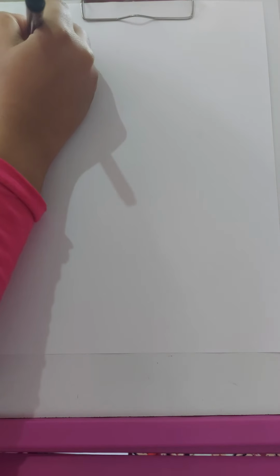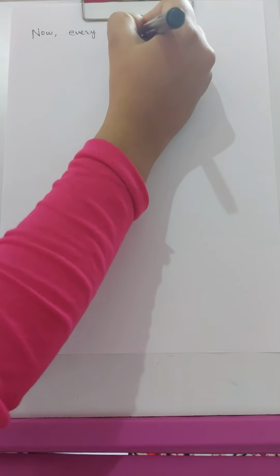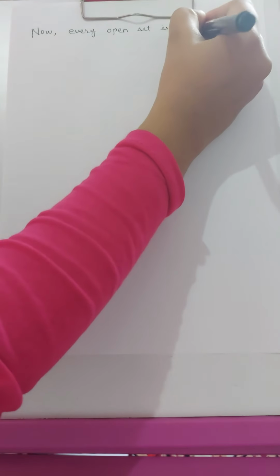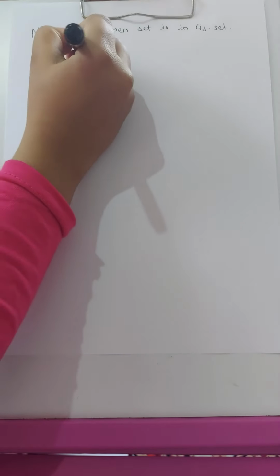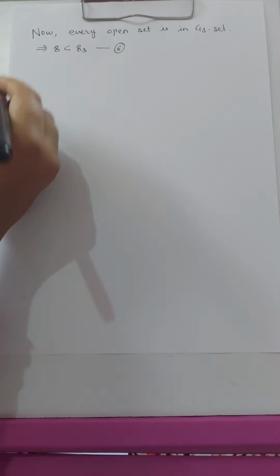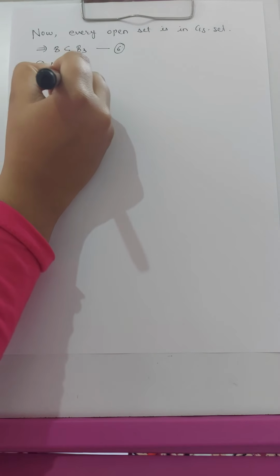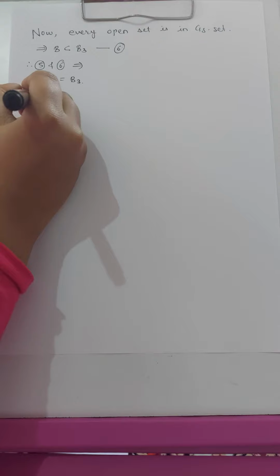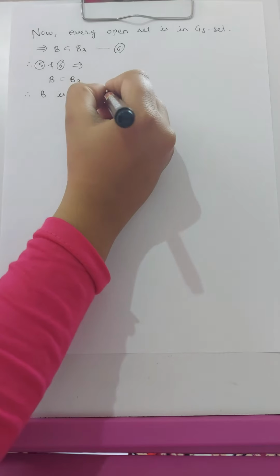Now also every open set is in G delta set. Since G delta sets are countable intersections of open sets, therefore every open set will be in G delta set, and this implies that B is a subset of B3. Let it be number 6. So therefore from 5 and 6 it implies that B is equal to B3. Therefore B is sigma algebra generated by G delta sets.